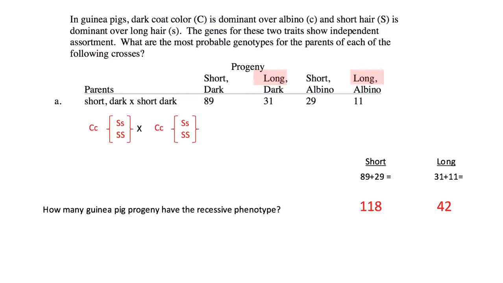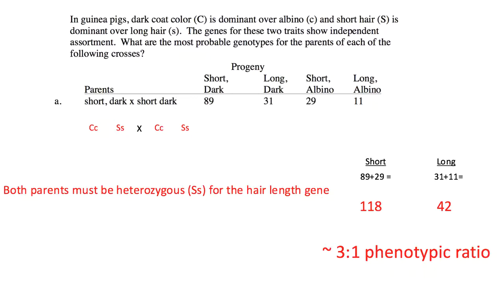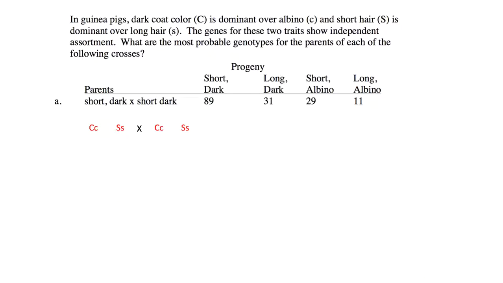Compare 118 to 42, and you see that, again, this is nearly exactly a 3-to-1 phenotypic ratio, suggestive of a heterozygote to heterozygote cross for the hair length gene. Thus, we can identify the parents as both being big S, little s heterozygotes for the hair length gene. And now we have their genotypes and part A is finished.